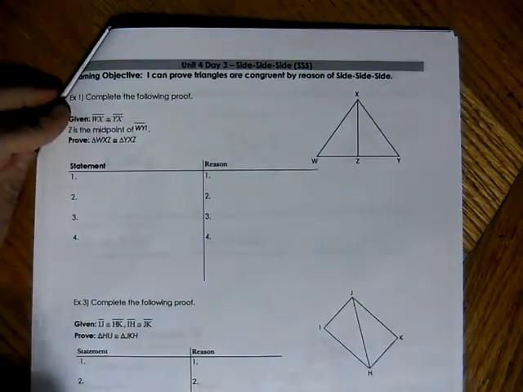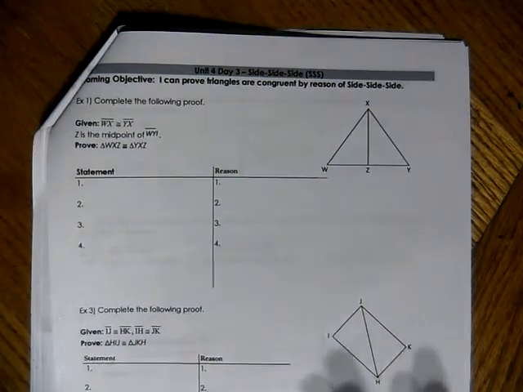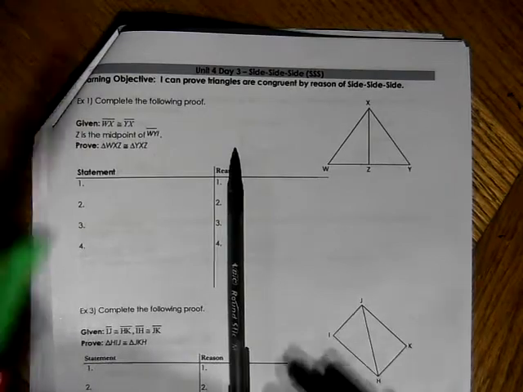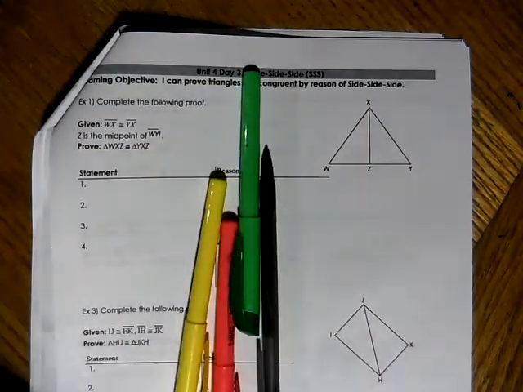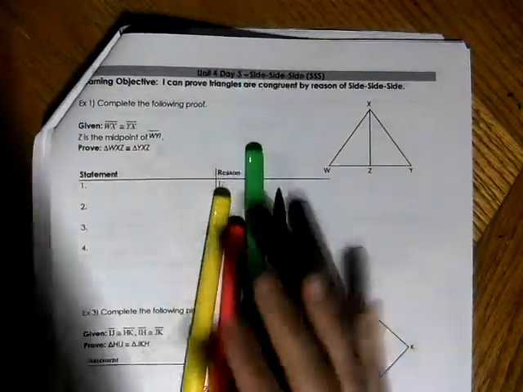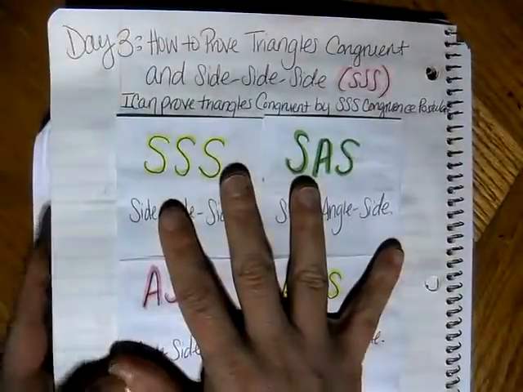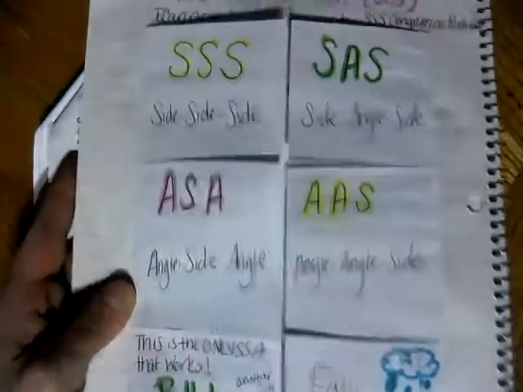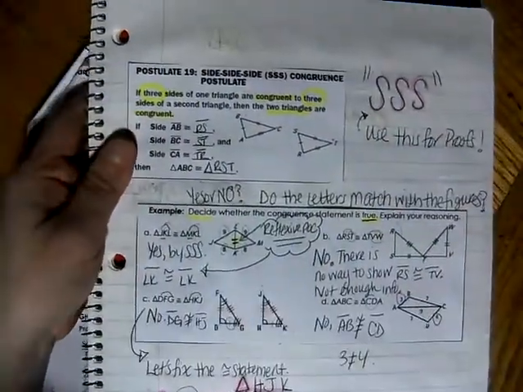Hi everyone, for today's lesson we are going to extend our learning on side by actually completing some proofwriting. Before you get started with this lesson, please make sure that you have something to write with and some colors, but also please make sure that you have completed the day 3 discussion notes over all of the different ways to prove triangles congruent, as well as information about side.